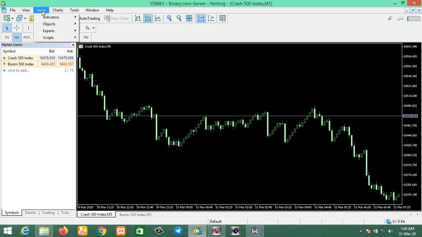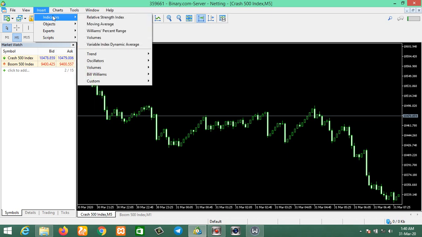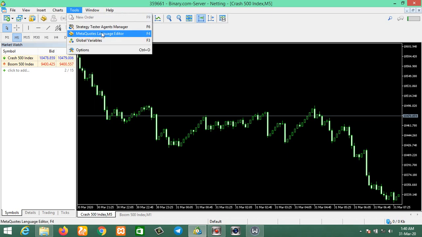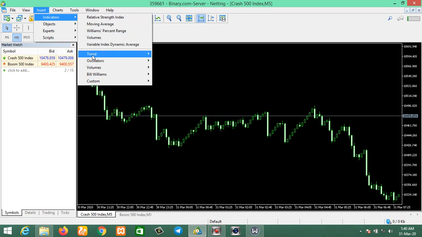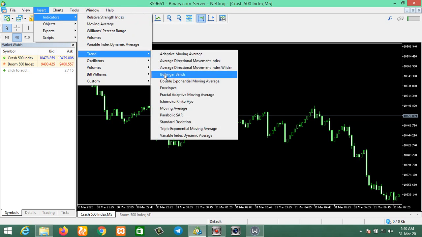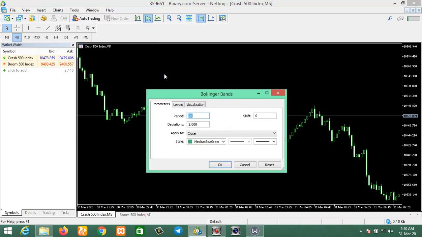Okay, so you go to insert here, then under insert you go to indicators, then you go to insert indicators, then trend, under trend then Bollinger Band. Okay, so you can see the period is 20, the deviations is 2, applied to close.